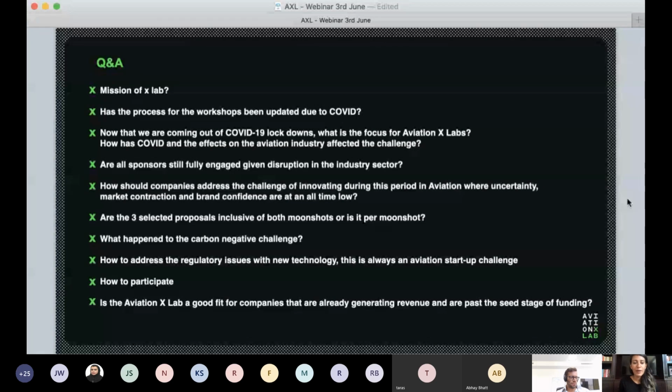All right, what happens at the carbon negative challenge? We got this question quite a couple of times. I don't know why there might be a confusion that the carbon challenge isn't there anymore, but nothing has happened to the carbon negative challenge. It's still part of the 2 moonshots, and we are still open and accepting applications for that moonshot.